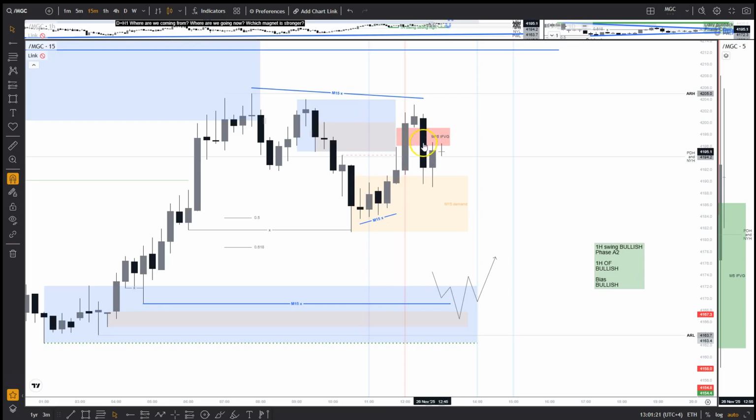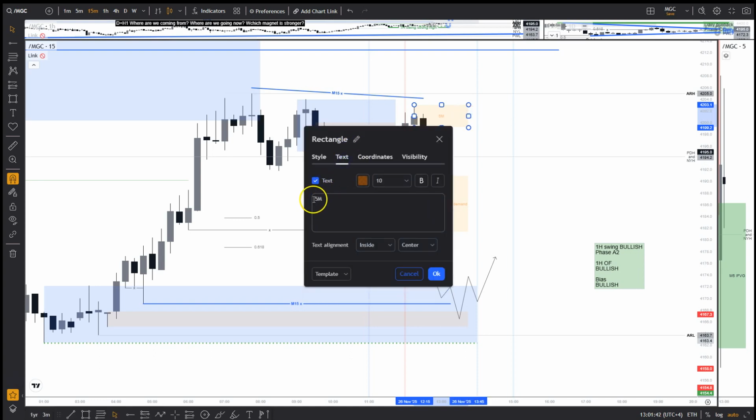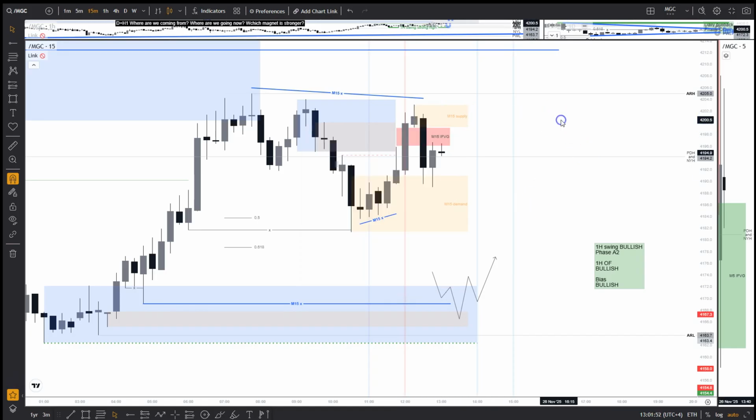Let's have M15 destroyed, and ultimately this also looked like an order block. This looked like M15 supply. Yeah. So we are in between these two things. Okay. Let's have a break, coffee break, toilet break, and then I'll come back when something happens.